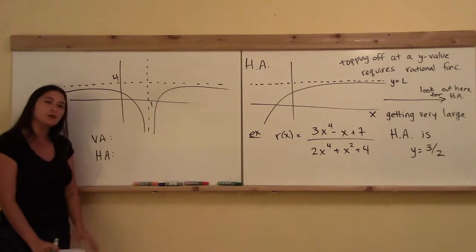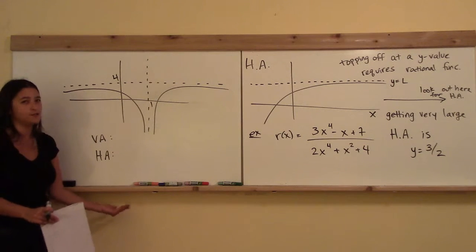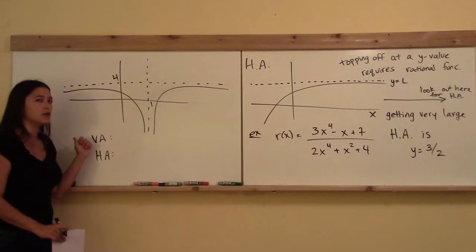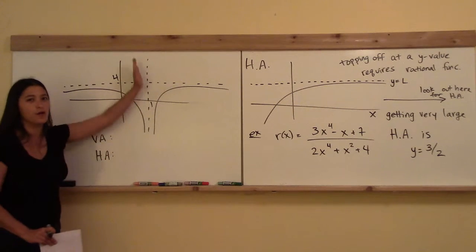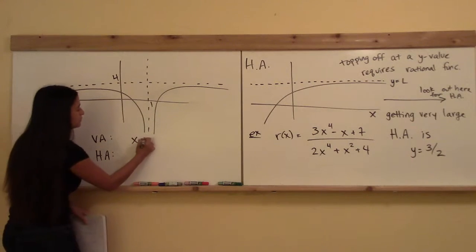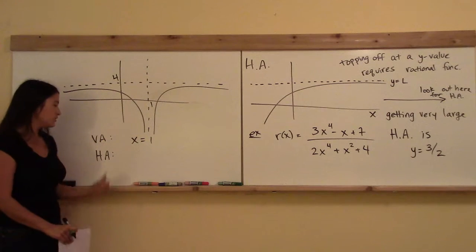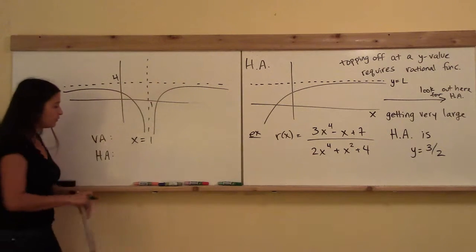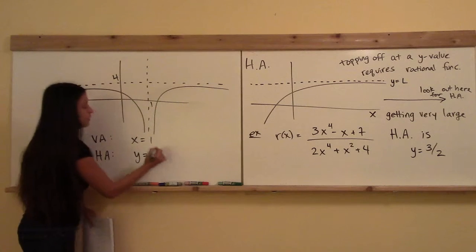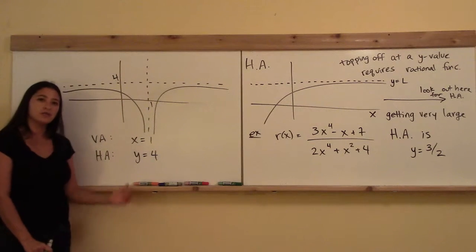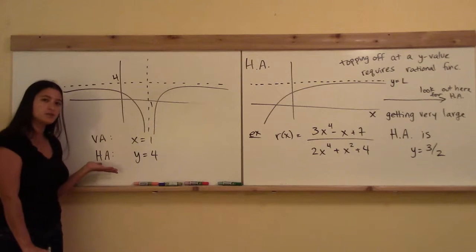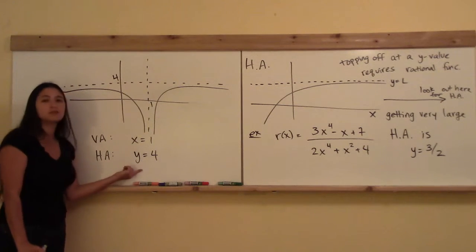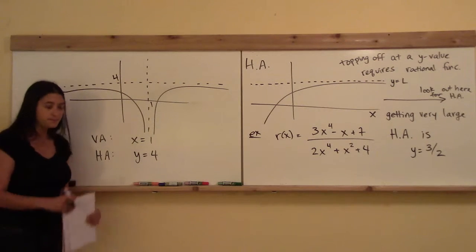Pretty self-explanatory because they have the words vertical and horizontal in them, right? Keep in mind, that should lead you to the answer. Where's the vertical dotted line? X equals 1. That's an x value, so the vertical asymptote is x equals 1. Where's the horizontal dotted line? Y equals 4. So the answer for horizontal asymptote is y equals 4. Keep in mind that when asked for vertical and horizontal asymptotes, vertical comes in the form of x equals a value, horizontal comes in the form of y equals a value.